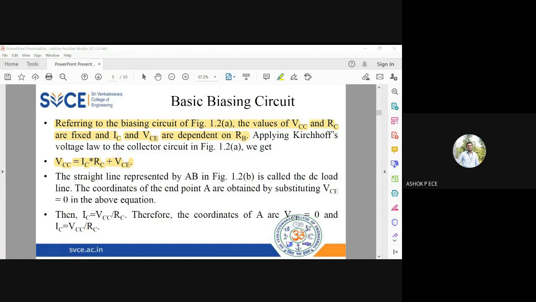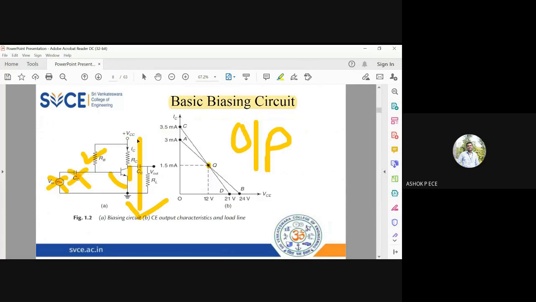Anybody wants me to explain this equation again, or you're okay with this? See, these are the basic equations which you need to understand for biasing. We will be using this equation repeatedly in all the problems. So anybody not clear with how I got this KVL equation at the collector side of your BJT? Are things clear? I once again say, see the output side.